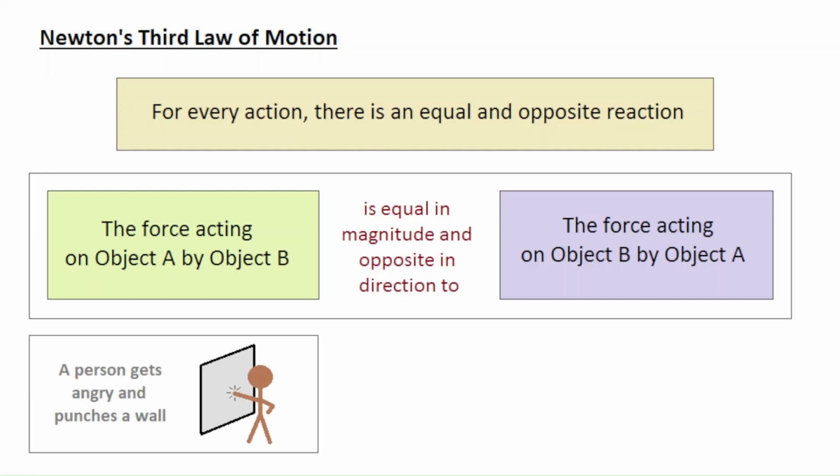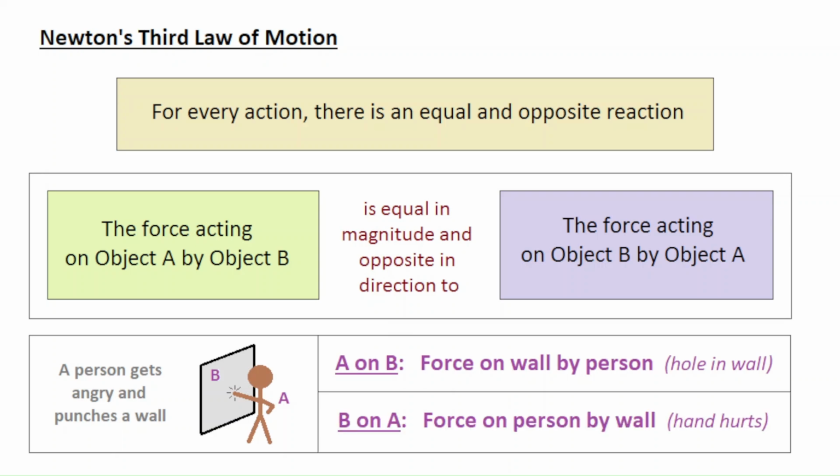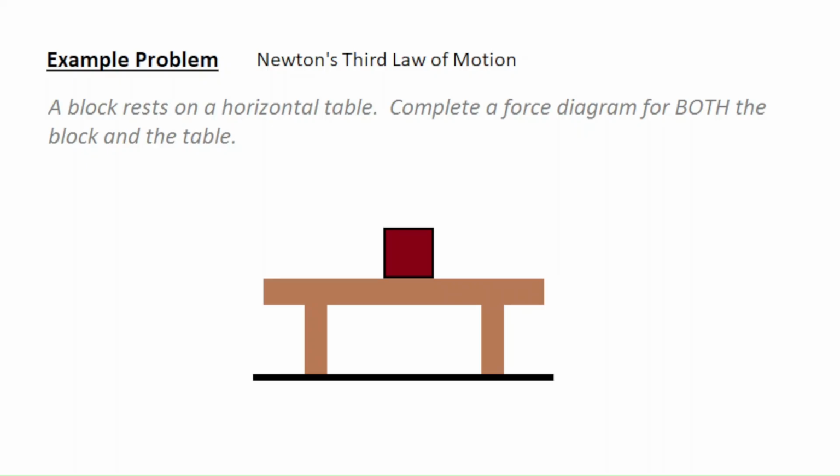Maybe a person gets mad and they punch a hole in their wall. The interacting objects here are the person and the wall, so I will label them A and B. A for the person and B for the wall. The obvious force in this interaction is the punching force on the wall by the person. This might create a hole in the wall, but the counterforce would be a force on the person by the wall. This would be why the person's hand hurts. So notice that we have a force A on B and also B on A, and this is how Newton's third law works.